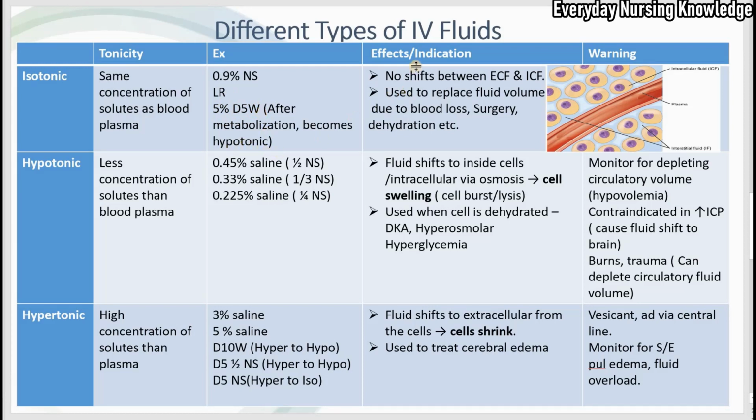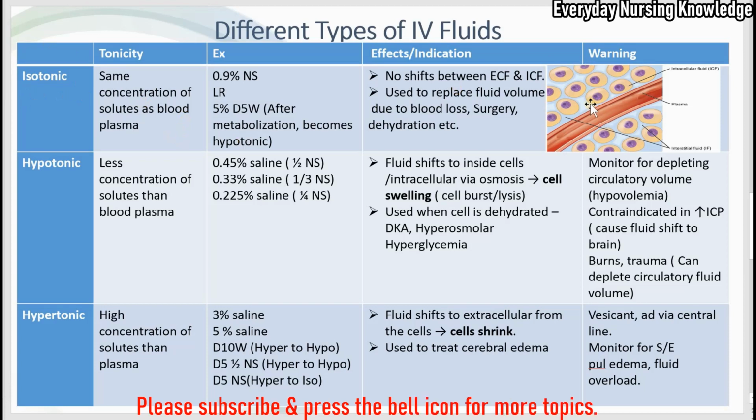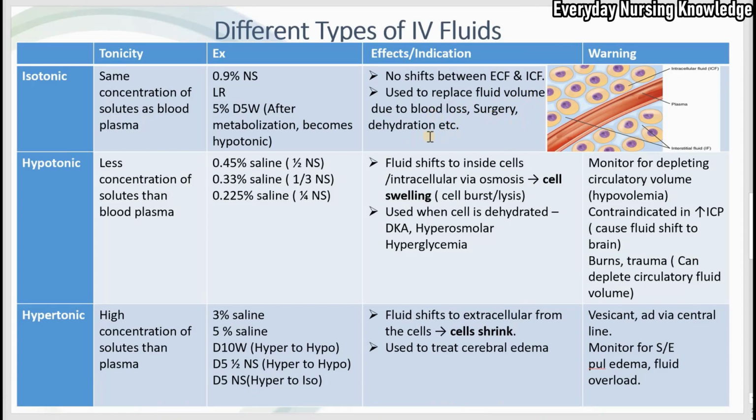Now let's see the effects and indications for using isotonic fluids. Since it has the same concentration as blood plasma, there is no fluid shift between the extracellular and intracellular fluid. As a result, the cell size remains the same. So it is used to replace fluid volume lost due to blood loss, surgery, dehydration, etc. Next is hypotonic. Hypo means less, tonic means tonicity. So there is less concentration of solutes than blood plasma.